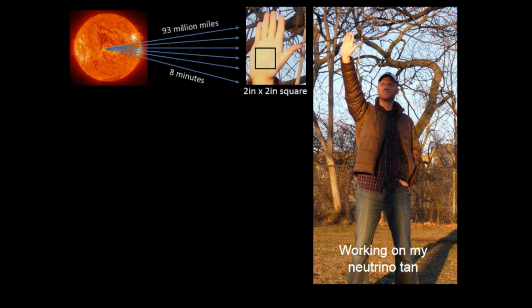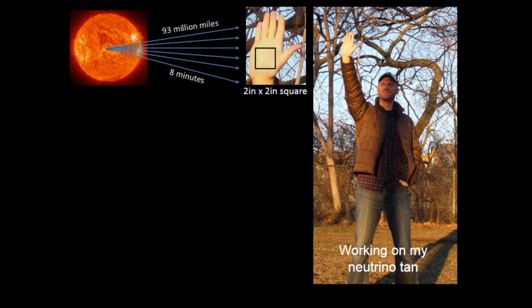So this is me working on my neutrino tan. Now we'll see in a moment, actually, you can get a neutrino tan at night, but we'll come back to that in a minute. It was more dramatic or something with the sun shining on me, I guess. A really boring picture, there's no light. Okay, so we're 93 million miles away from the sun. So the neutrinos that were made in the sun about 8 minutes ago are hitting me now, right?